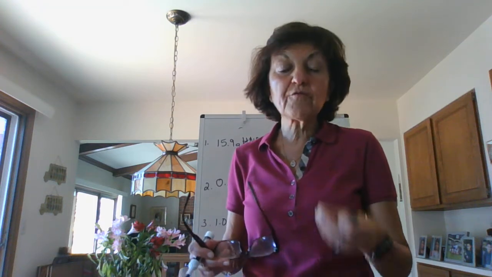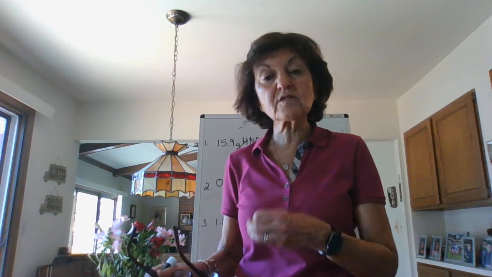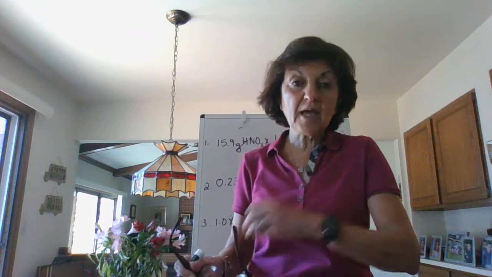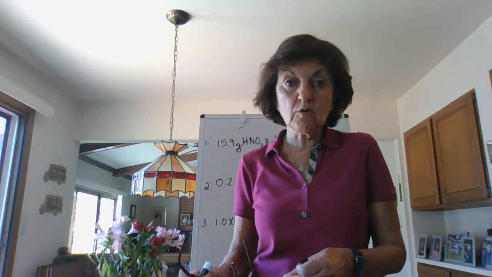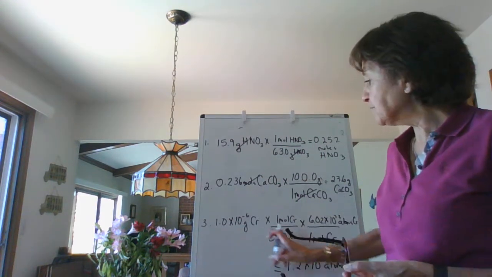You cannot go from grams to atoms. You have to first go from grams to moles. How do you go from grams to moles? Remember, anytime you want to go from mass to moles or moles to mass, you need molar mass. So you pick up your periodic table and you look up the molar mass of chromium. Molar mass of chromium is 51.986, so round it to 52.0 grams if you're going to do 3 sig figs.